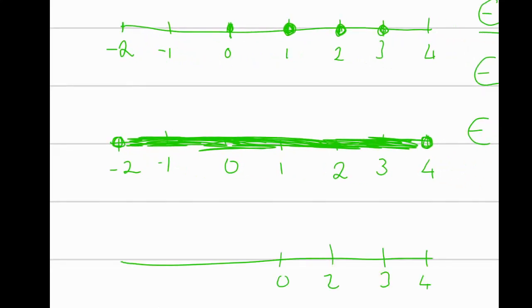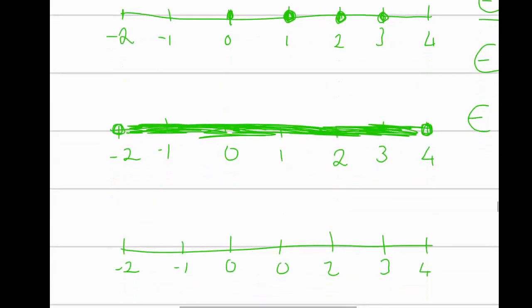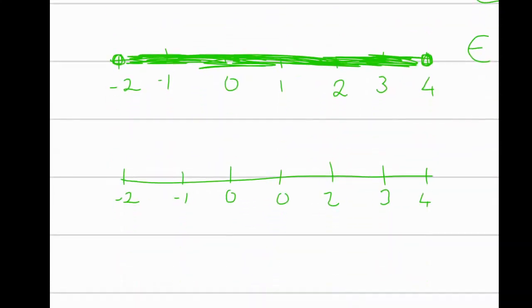If we're talking about integers, we're talking about positive and negative whole numbers. So what does this count as? Well, it is not equal to minus 2 or 4, but it's less than 4 and greater than minus 2. The integers that we're talking about are these numbers here. Whole numbers that can be negative or positive. 0 is included.